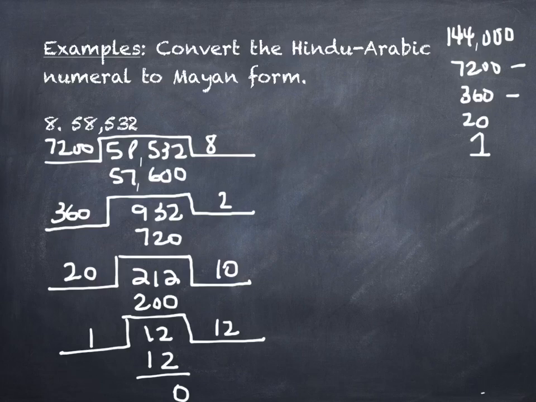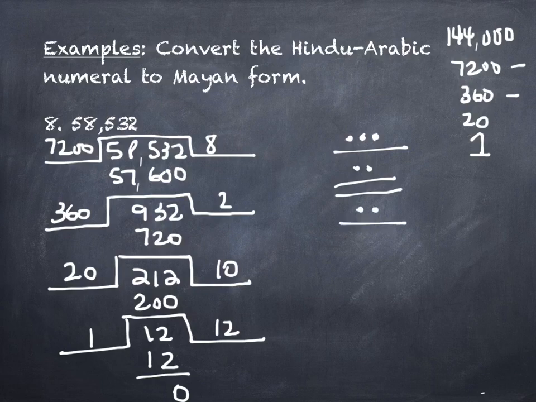So our numeral needs to have a number 8, so that's 3 dots and a line, that's 8. And then it needs to be the number 2, so that's 2 dots. Then we need a 10, which is 2 lines. And then we need a 12, which is 2 dots and 2 lines.